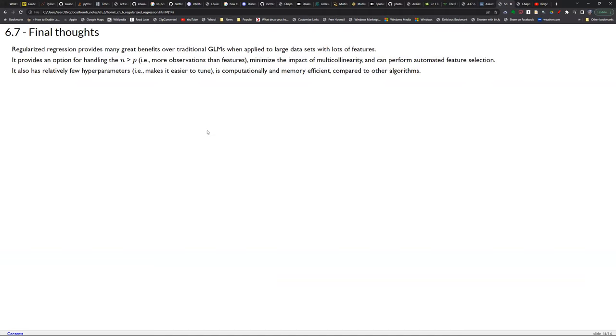So the regularized regression models provide many great benefits, right? They provide a response for multicollinearity, a response for feature selection, in that we can shrink not only the magnitude of the coefficients, but also the number of predictors. And that's always good. They also provide an option for handling when we have more features than observations, which we can deal with using lasso regularization.